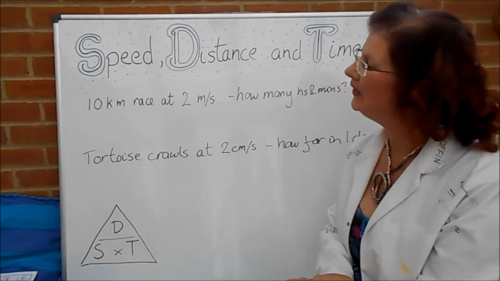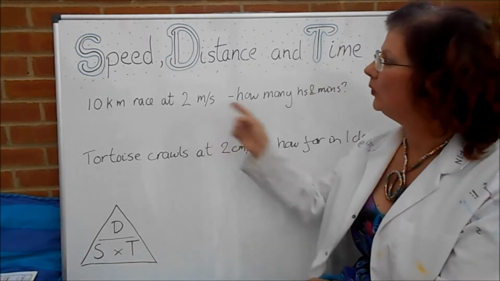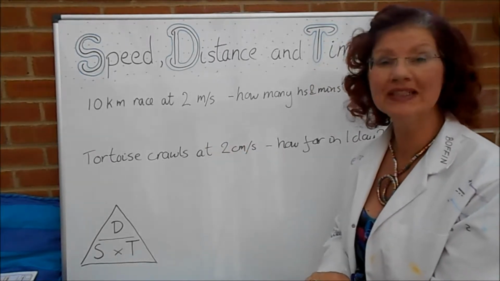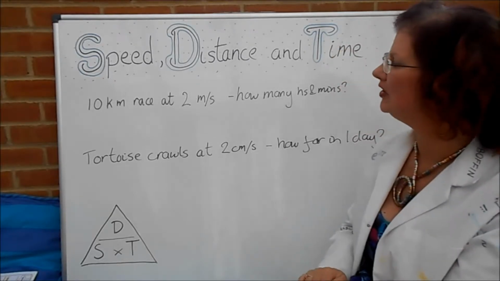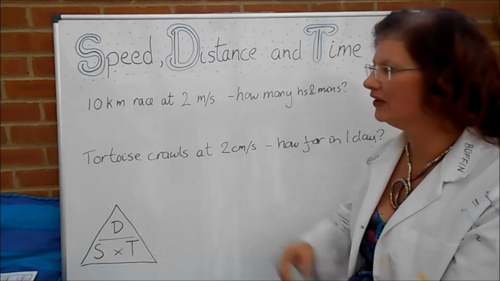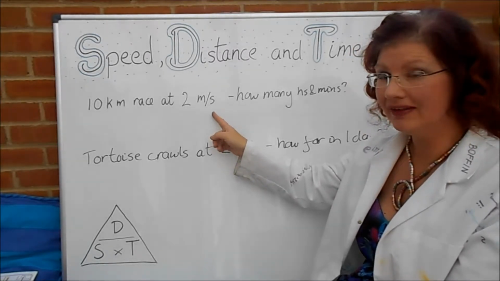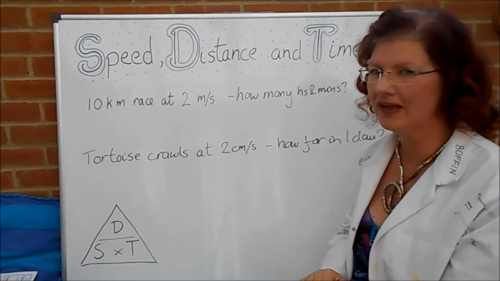Okay, here we go. We've got a couple of things here. First of all, we've got a 10-kilometre road race, which you're doing at 2 metres per second. A steady pace of 2 metres per second. How many hours and minutes will that take you? Your time needs to be in hours and minutes, but your speed is in seconds.